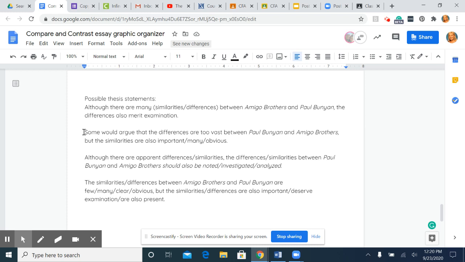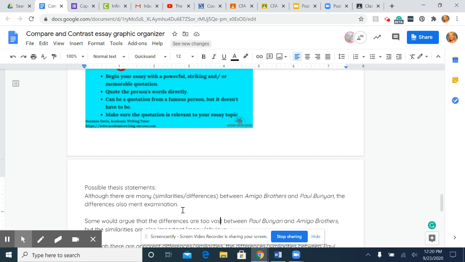You might use this one. Some would argue that the differences are too vast or too many between Paul Bunyan and Amigo Brothers, but the similarities are also important, or many, or obvious, or something along those lines. Third one, although there are apparent differences, the similarities between Paul Bunyan and Amigo Brothers should also be noted or investigated or analyzed. And then the fourth one, the similarities between Amigo Brothers and Paul Bunyan are clear, obvious, few, many, I don't know, what do you think? But the differences are also important or present.